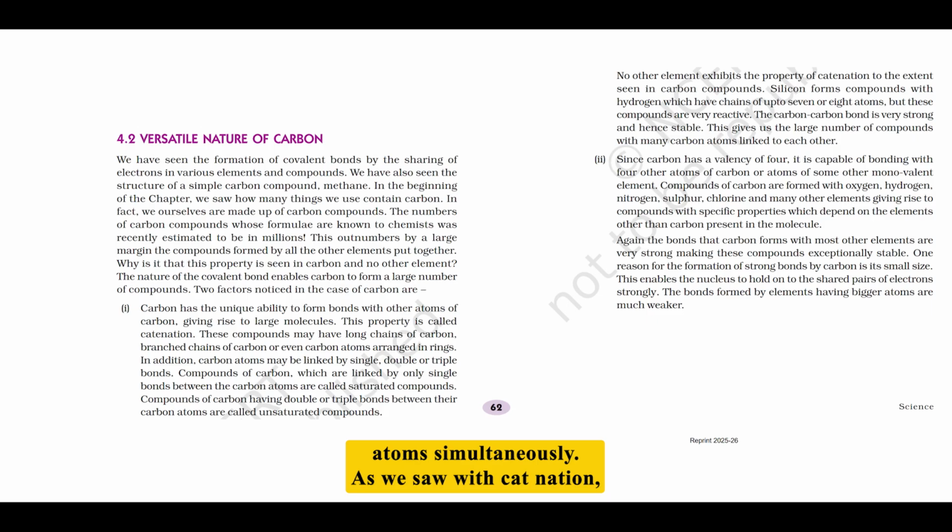As we saw with catenation, these can be other carbon atoms. But crucially, carbon also readily forms strong, stable bonds with atoms of many other elements. Like hydrogen, oxygen, nitrogen. Exactly. Oxygen, hydrogen, nitrogen, sulfur, chlorine, the halogens, a whole host of elements. When carbon bonds with these other elements, we call them heteroatoms when they replace hydrogen in a hydrocarbon framework, it creates compounds with specific properties. These properties are often largely determined by the non-carbon elements present.